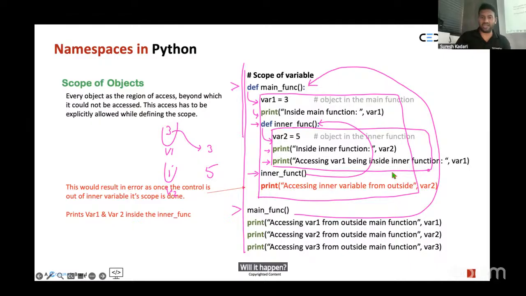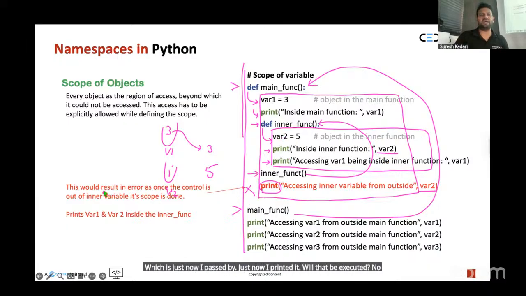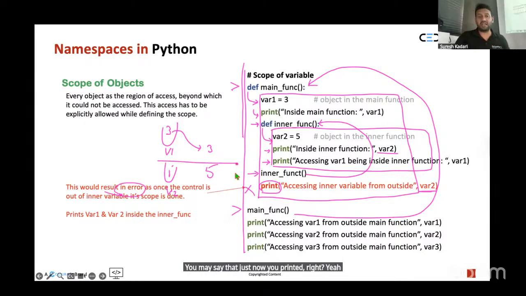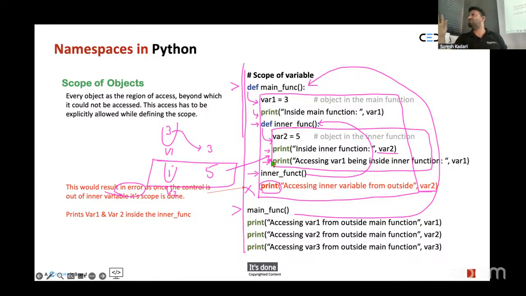Yes. Okay. So, when I come out and try to access var2, which I printed just now, will that be executed? No. You may say that just now you printed, right? Yeah. But the lifetime of this ends with that function. Once you come out of the function, it's done. Okay, guys? Is that clear?